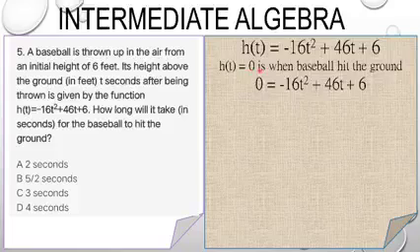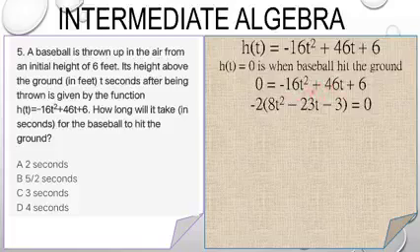So magiging 0 is equal to negative 16t squared plus 46t plus 6 na yung ating function. Okay? Then, ilipat natin, or as is na lang siguro. Then, we will factor. Okay? Gamit yung common factor. So, meron silang common factor na negative 2. So, we have negative 2 times the quantity of 8t squared minus 23t minus 3 is equal to 0.